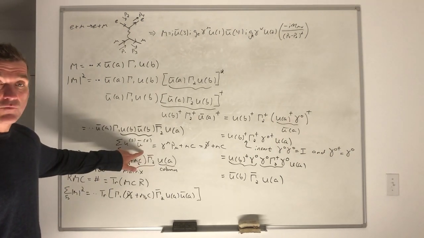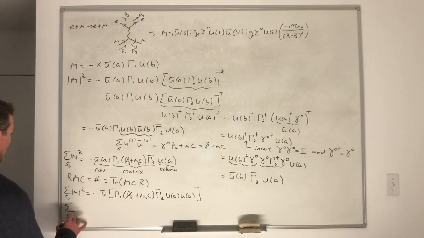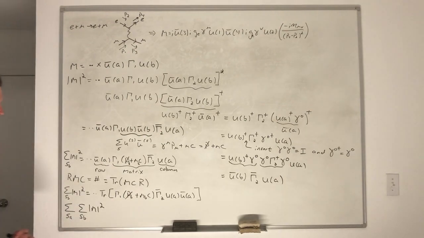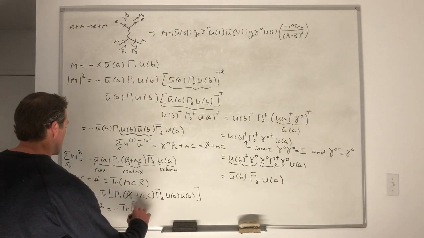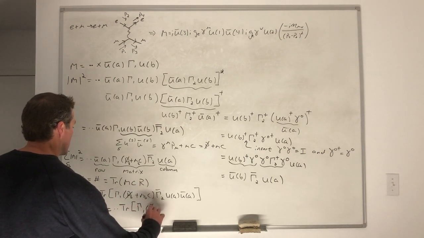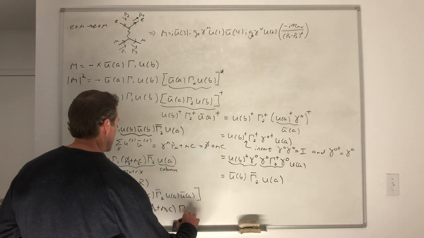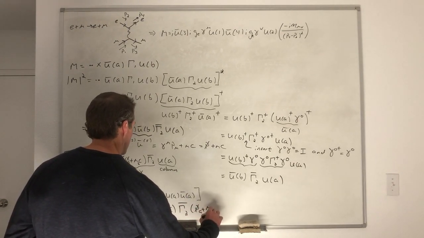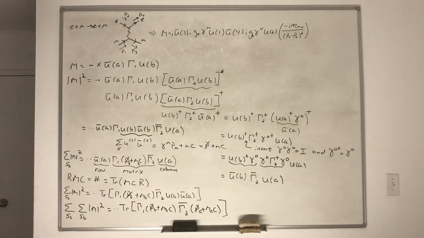We can use the sum over spins. So now, if I sum over SA and SB for m squared, then my expression is going to become, okay?